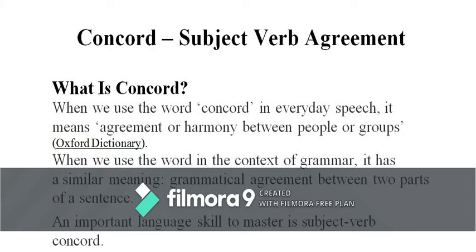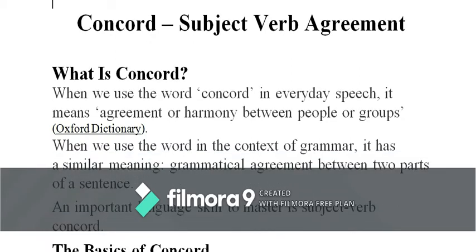As per the Oxford Dictionary, we use the word concord in everyday speech. It means agreement or harmony between people or groups. But when we talk about grammar, it means agreement between two parts of a sentence. And specifically in this lesson, we are going to look at the agreement between the subject and the verb.